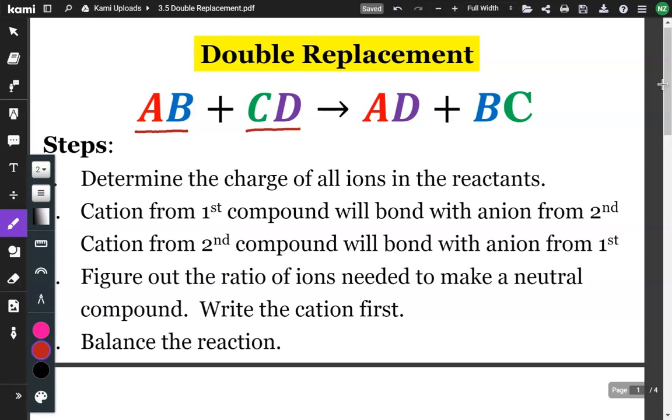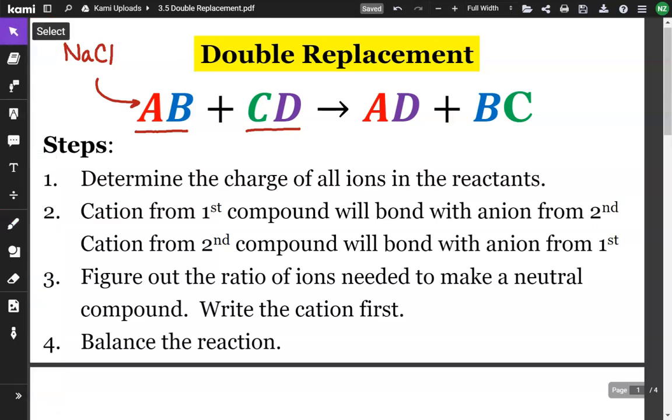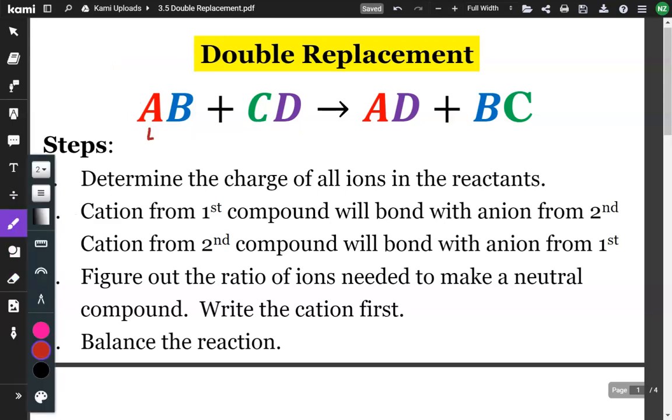So, for example, sodium chloride, NaCl. That would be an example of a compound. It's made of sodium and chlorine. So you have two compounds. And what's going to happen is the cation from one compound is going to trade places with the cation from the other compound. So those are going to swap.